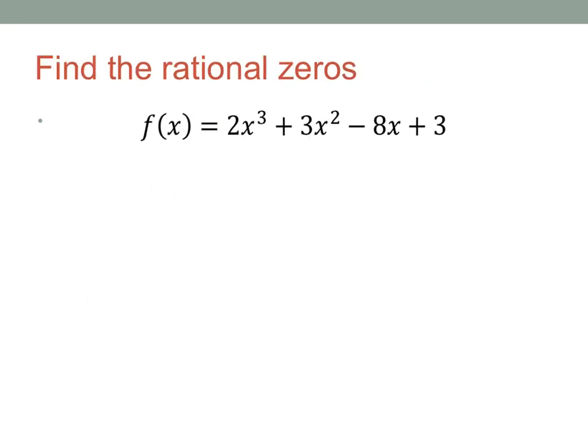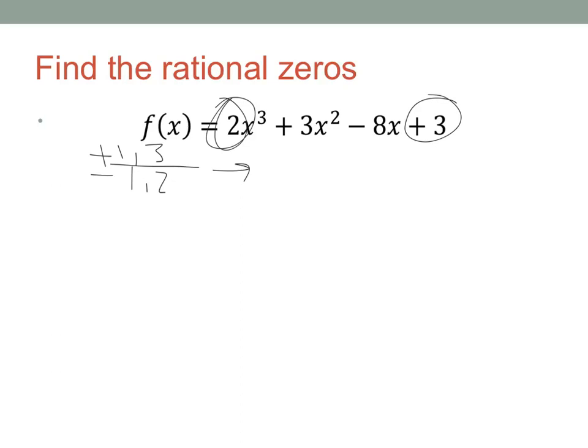So let's try one where the leading coefficient isn't 1, so we can see how this is going to work with different kinds of fractions. Okay, so if I find the possible rational zeros, I take plus or minus the factors of the constant, which are 1 and 3, and the factors of the leading coefficient, which are 1 and 2, and this becomes my list.